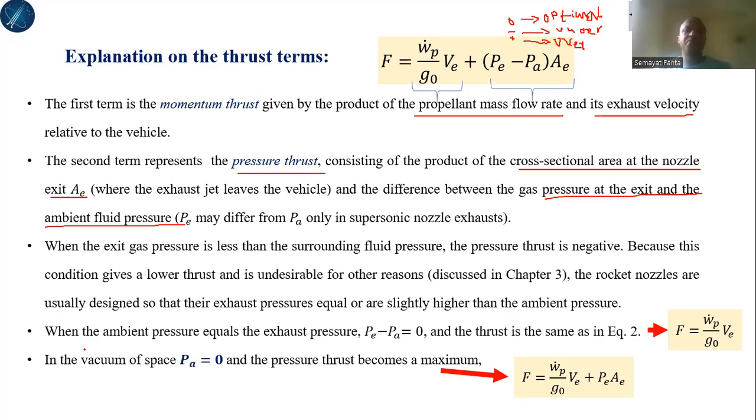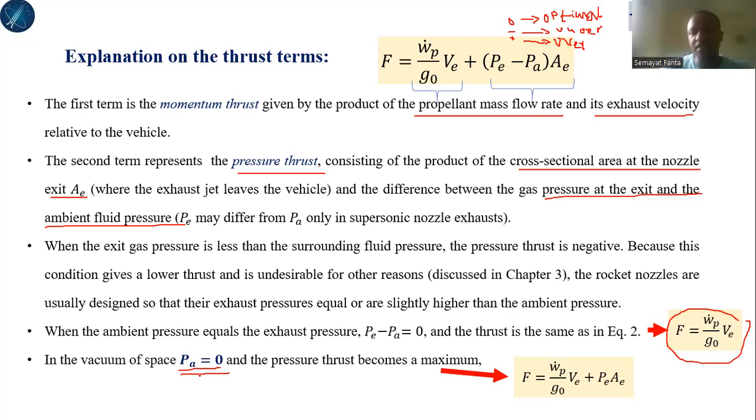So when the ambient pressure equals the exit pressure, that means PE minus P is equal to zero, then the thrust equation is this one, because this part is fully zero. So this is the case of optimal expansion. In the vacuum of space, P atmosphere is equal to 0. In the vacuum, that is the maximum thrust condition. The maximum thrust condition is where P atmosphere is equal to 0.